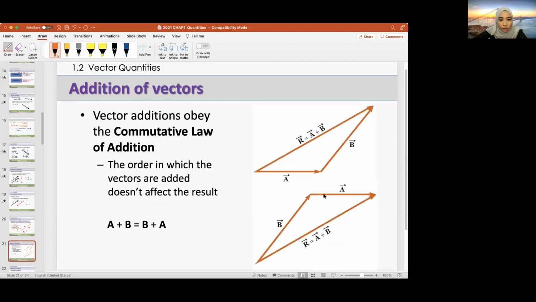Vector additions obey the commutative law of addition. The order in which the vectors are added doesn't affect the result. For example, vector A, this one is bolded so you know it's a vector, A plus B is the same as B plus A. It doesn't matter the order. If I have more than two vectors, A plus B plus C is the same as C plus A plus B. I don't care about the order. As long as the vectors are in addition, it should give me the same answer. Why is this important? Because this is where we learn about the technique.